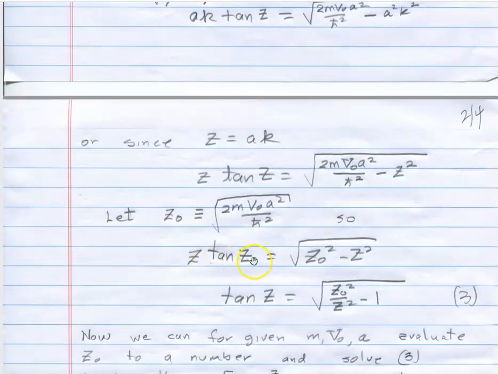And in principle, I could plot that, except I don't really know how to plot z times the tangent of z. That's not a function that I'm real familiar with. So I divided both sides by z. And that gets rid of it over here, leaves a tangent on this side. 1 over z I take inside, and so I get a z naught squared over z squared, and then z squared over z squared is just a 1.